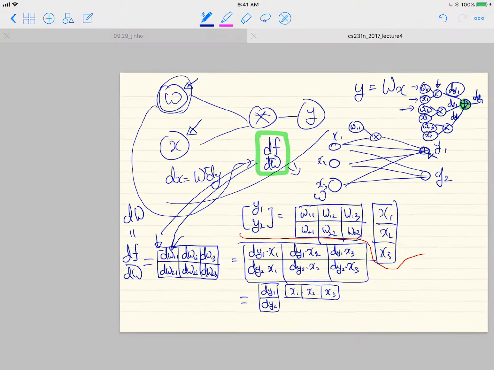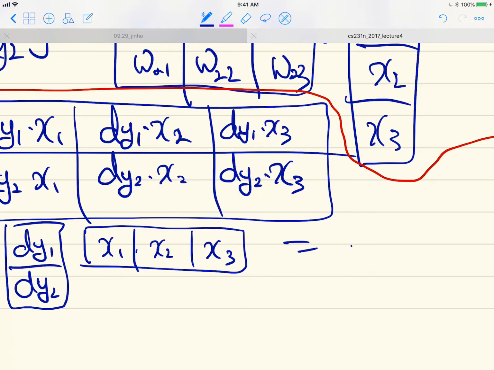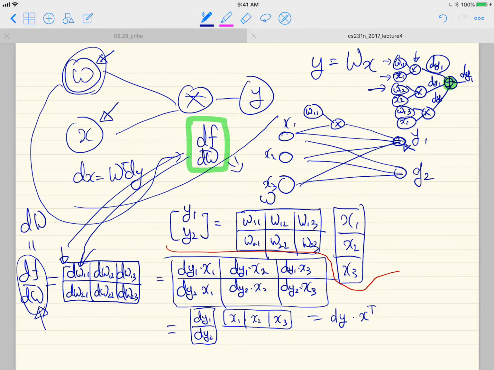So this guy is dy times x transpose, right? So this is our conclusion. I mean, the derivation of the derivative of this matrix W in the fully connected layer in this vectorized form.